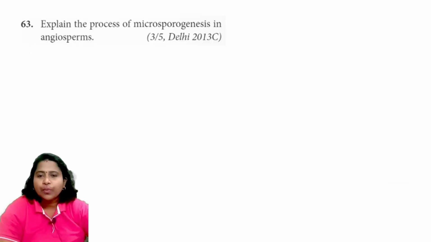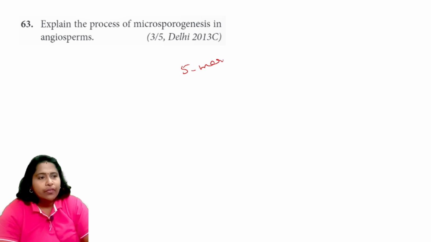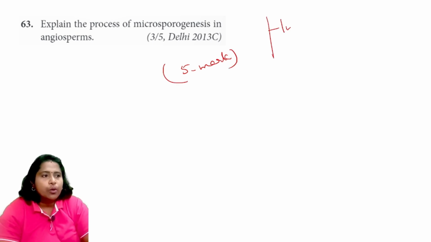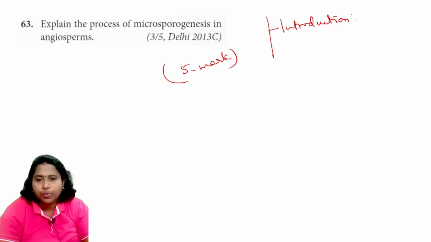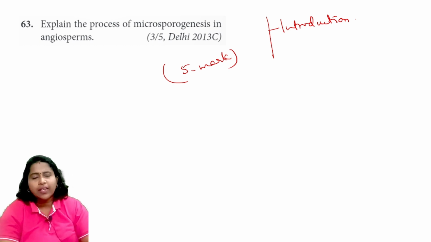And also the last question, 5 mark. Explain the process of microsporogenesis in angiosperms. You will get this question for 5 mark. If it is 5 mark, how can you structure the answer? See, give a small introduction about microsporangium. Okay, and it has 4 layers and all the points, right? So everything you can write down in the introduction.